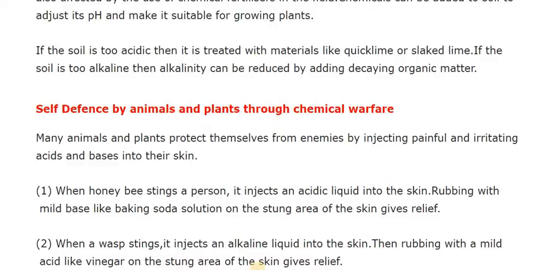Due to acid rain, it causes skin irritation, and it also has a very harmful impact on aquatic animals. So this kind of point you have to write down when they ask to write down the importance of pH in daily life.